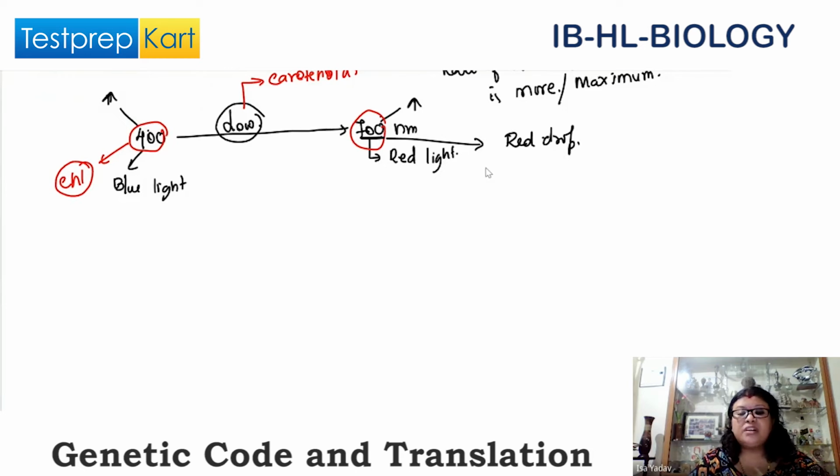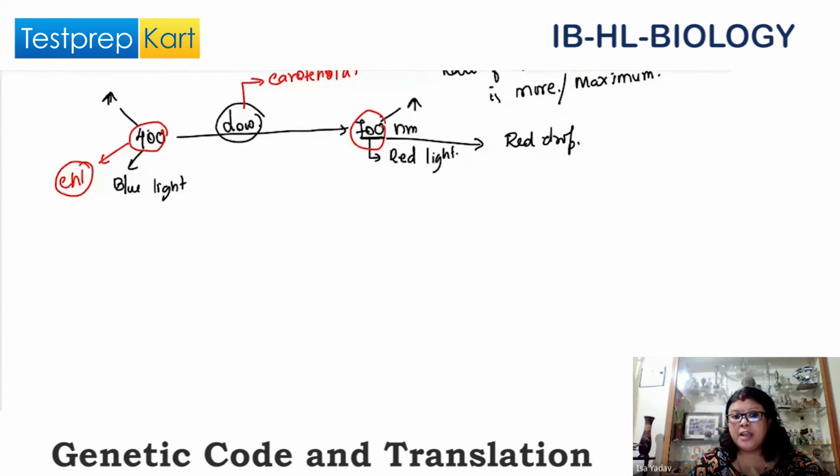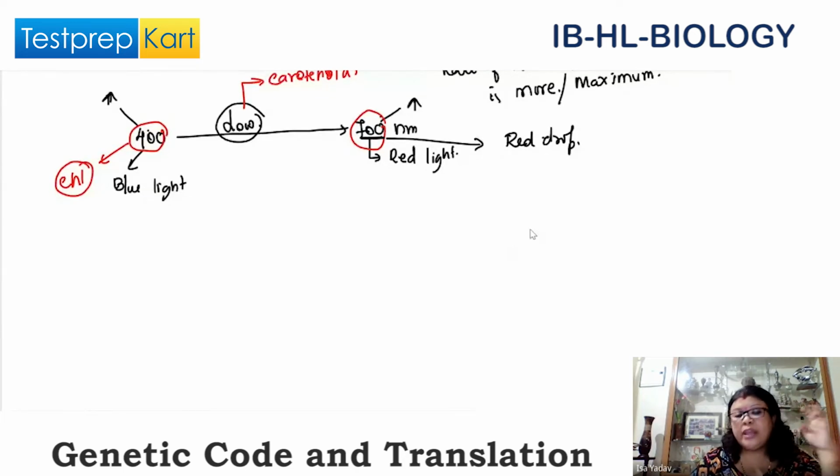So what happened here is that it's called a red drop. There was a scientist whose name was Emerson. Emerson said that in such a case where the red light drops, if we supply the photosynthesis with more red light, then again the rate of photosynthesis will be high.